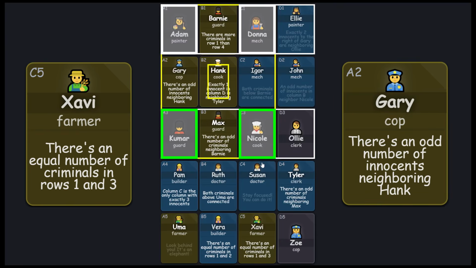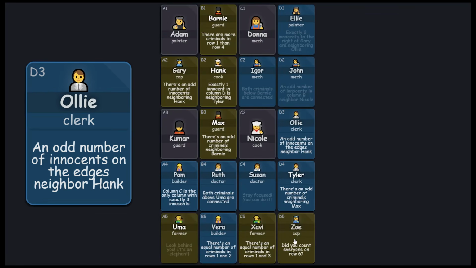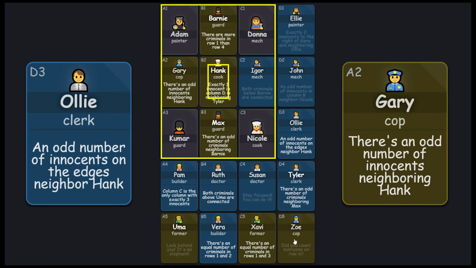There's an equal number of criminals in rows 1 and 3. Mark Ollie as innocent and Zoe as a criminal. Here's our final clue. An odd number of innocents on the edges neighbor Hank. Mark Adam and Nicole as innocent and Donna and Kumar as criminals.